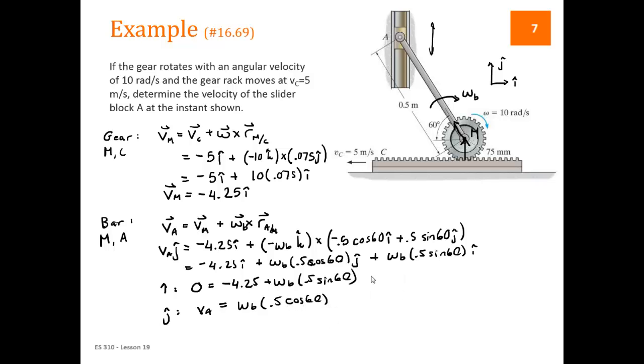From the first equation, we can solve for omega B, and we get 9.815 radians per second. And we can plug omega B into the second equation and solve for VA, which gives us 2.45 meters per second, and it is positive, so it's going up.